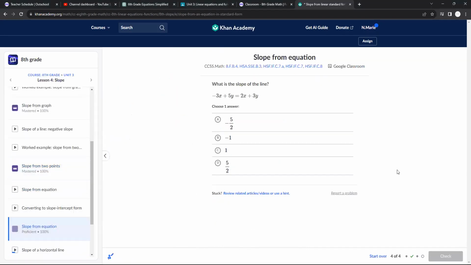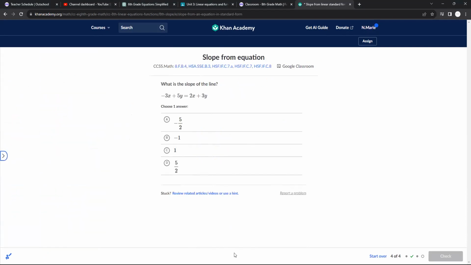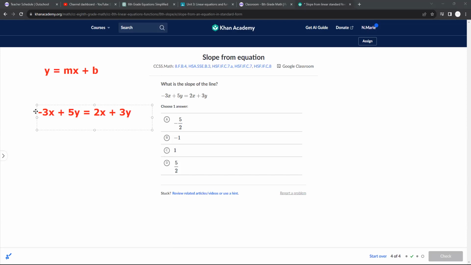And now slope from an equation, the easiest one. Oh, but these need to be rearranged, so never mind. So slope-intercept form is y equals mx plus b. This is not in that format, so I need to get that in this format. So I'm going to add 3x. I need to just rearrange this and put this in slope-intercept form. And you should know how to rearrange equations from solving equations. You move stuff around the same way. So here I'm going to add 3x to the other side. I now have 5y equals 5x plus 3y.